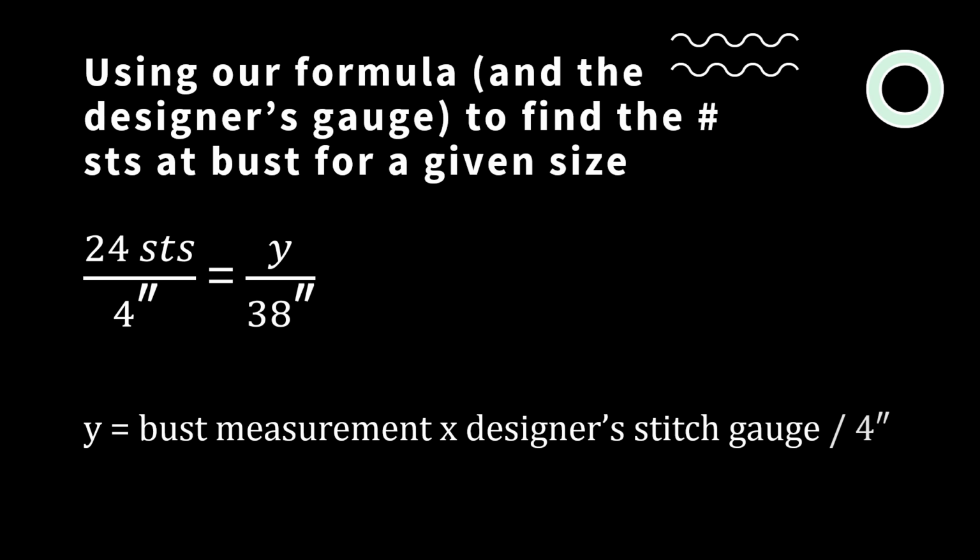So let's do 2 examples of this, just because I feel like it's quite confusing just saying all of this out loud, and it will make a lot more sense and be a lot clearer with some actual numbers. So let's say we're trying to find the number of stitches at the bust for size 1. I'm choosing size 1 here just because it's a good, round, easy number, and I think will be the clearest example to start with. So in that case, our equation is going to be 24 stitches over 4 inches equals Y over 38 inches.